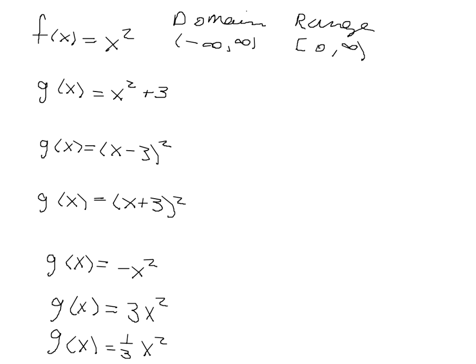Okay, so we're going to do what are called graph transformations, and you'll have a library of functions handout tomorrow that's got some basic functions on them. One of the functions that's going to be on that library of functions is f of x equals x squared. And so we're familiar with this. It's a parabola. Its domain is minus infinity to infinity, and its range is 0 to infinity.